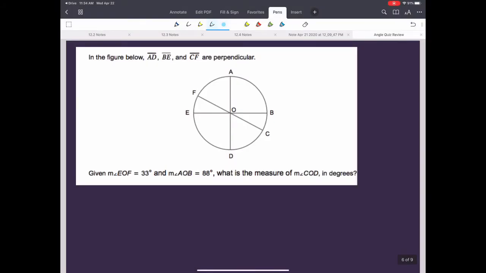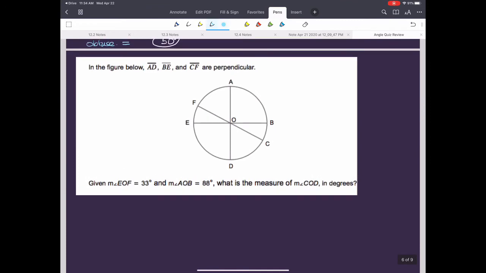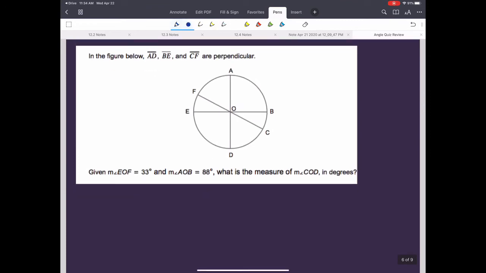Now this problem right here and the next one, this is where I think some of you guys got confused, which I would totally understand.